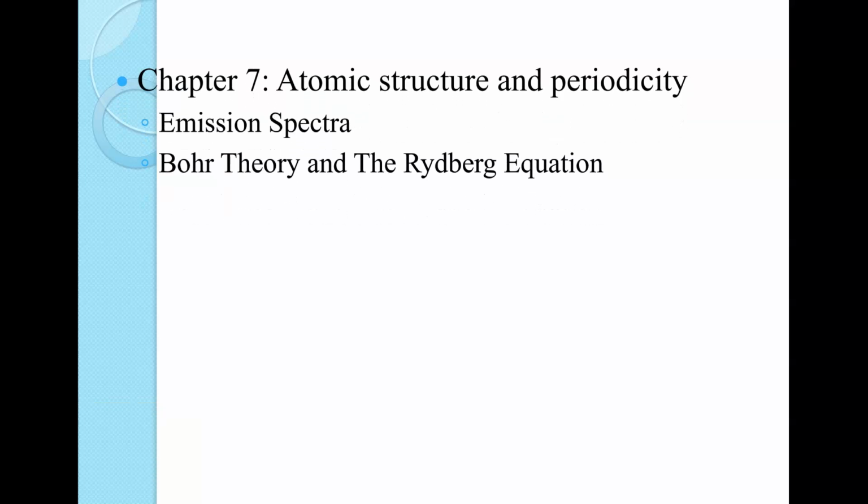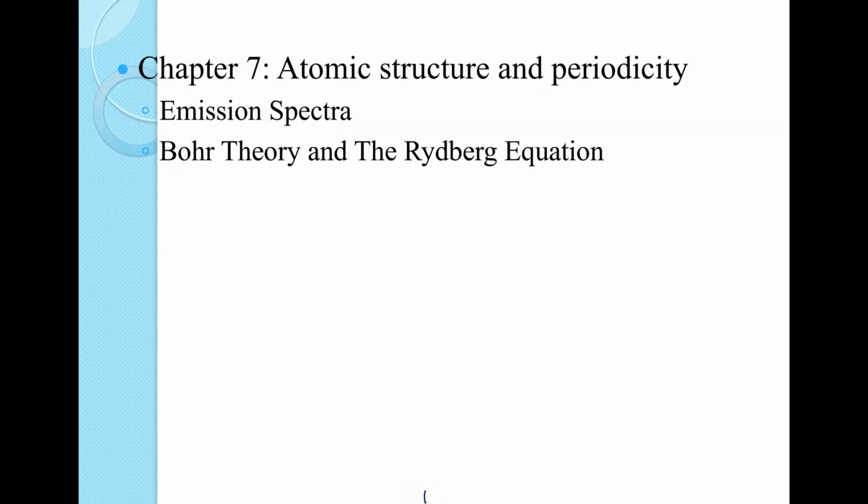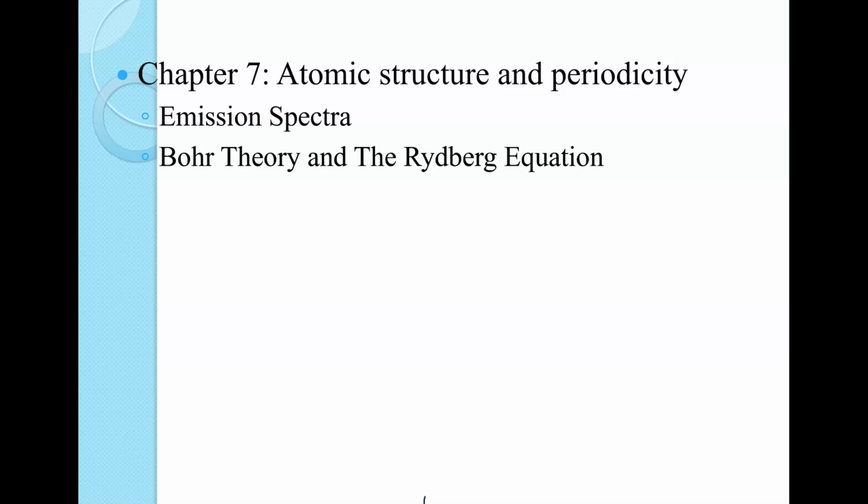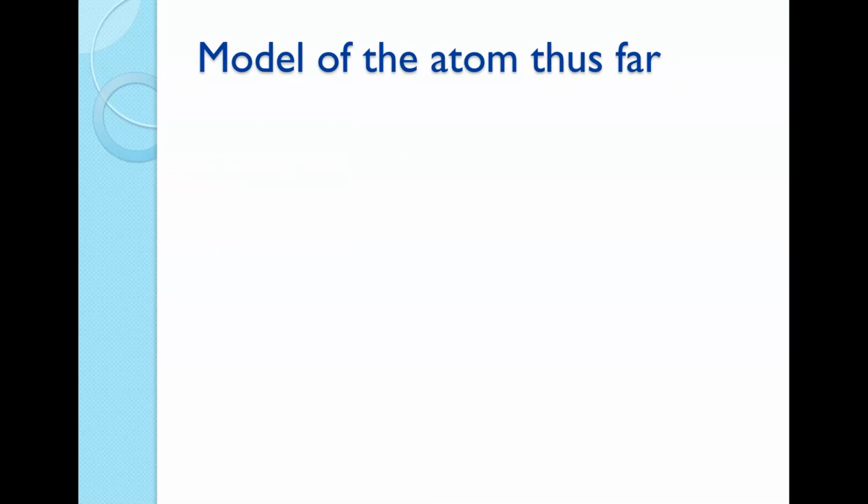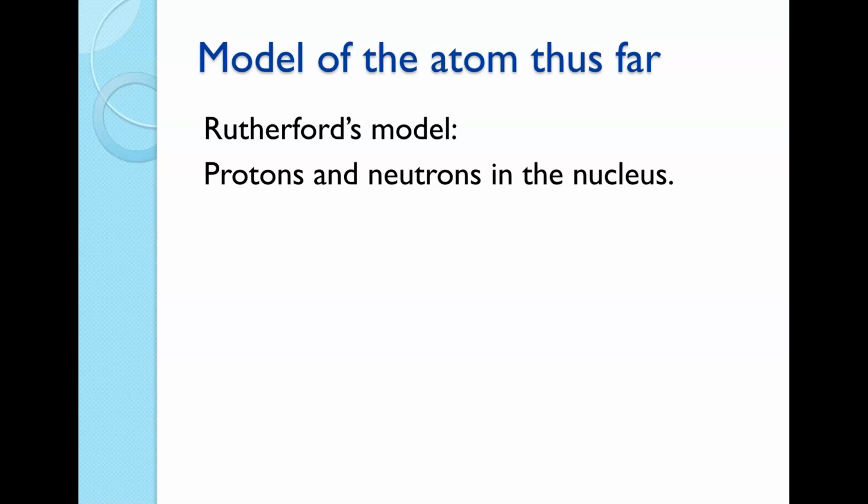Okay, so now we're going to move into a little bit more about how the periodic table was set up and how the atoms are set up. Up till now, we've talked a little bit about the structure of the atom. We've used Rutherford's model. Protons and neutrons are in the nucleus. The electrons travel outside. We're going to talk a lot about that.